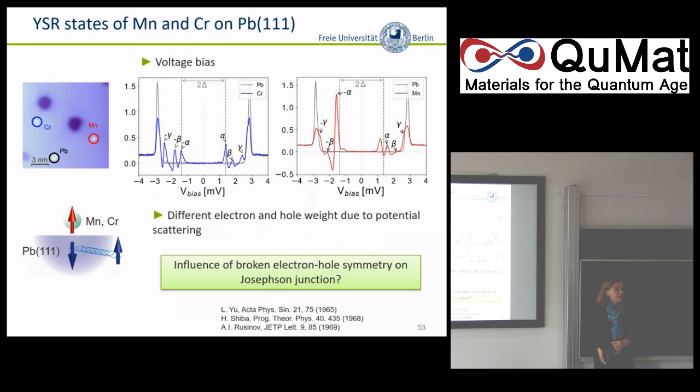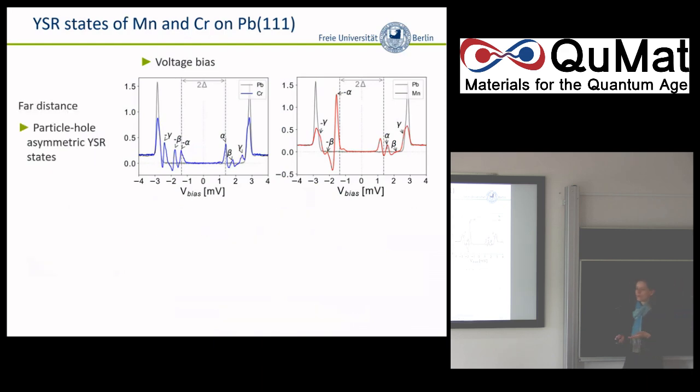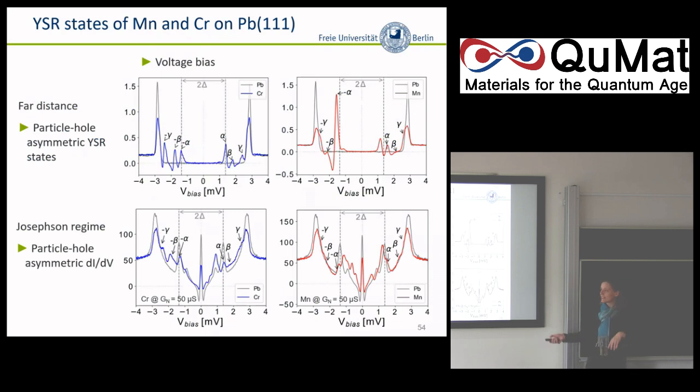Okay, so does this have any effect? Because the only thing we add is Yu-Shiba-Rusinov states. But let me first say, this is when we are far away. Let me first establish a Josephson junction, so we come close. And what happens to these Yu-Shiba-Rusinov states? Of course, they still persist. They don't go away just because we come with the tip close. So these are the two spectra.